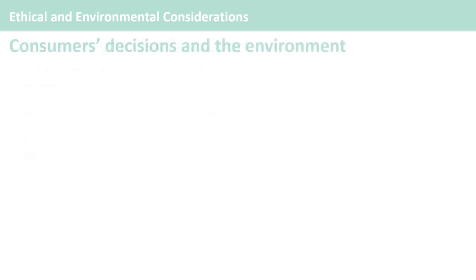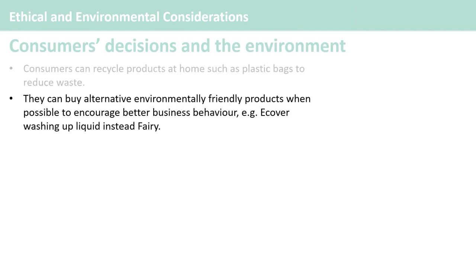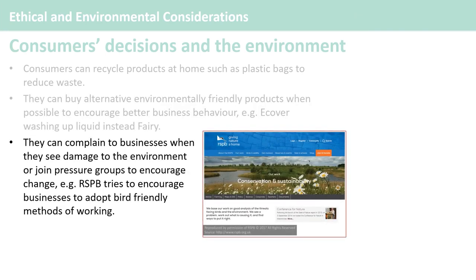Consumers' decisions and the environment. Consumers can recycle products at home, such as plastic bags, to reduce waste. They can buy alternative environmentally friendly products when possible to encourage better business behaviour. For example, Ecover washing up liquid instead of Fairy. They can complain to businesses when they see damage to the environment, or join pressure groups to encourage change. For example, the RSPB tries to encourage businesses to adopt bird-friendly methods of working.